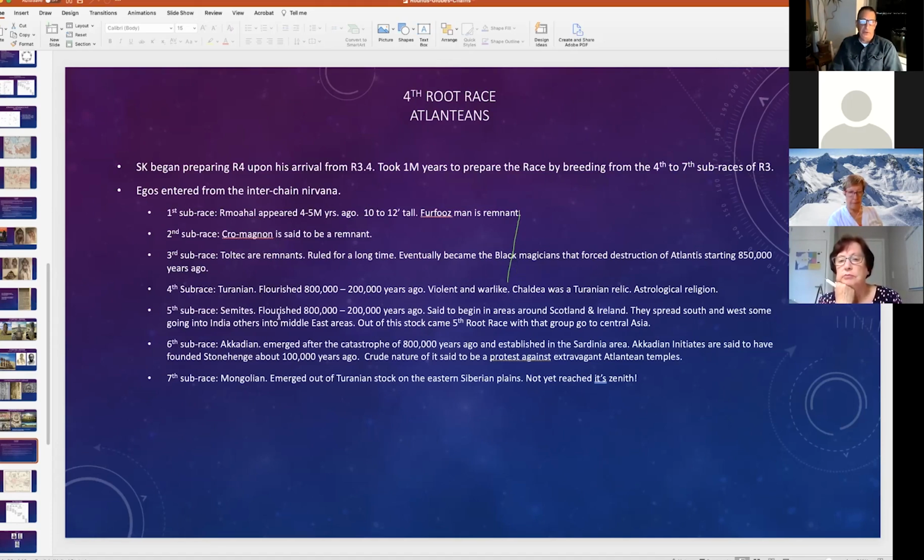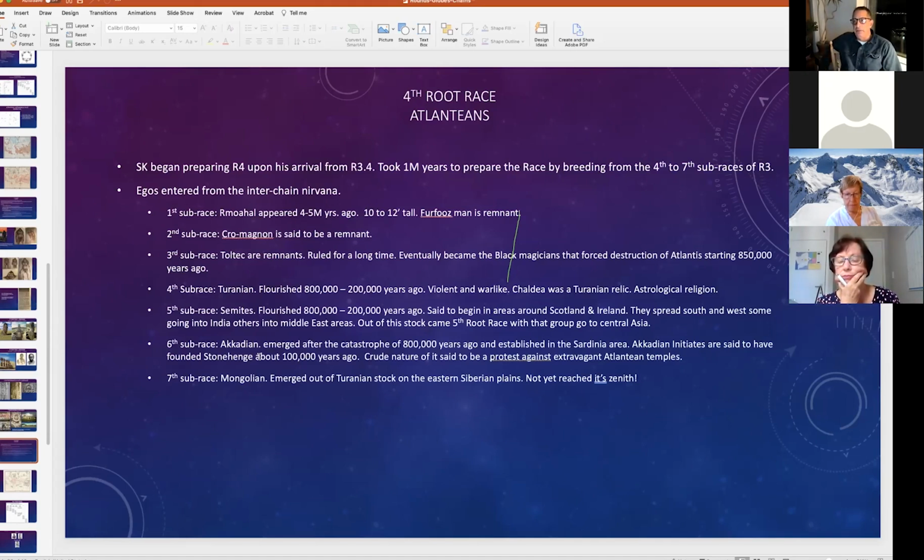The fifth subrace flourished, this is Atlantis, 800,000 to 200,000 years ago, also in some other area. It is said to begin in areas around Scotland and Ireland. It spread south and west, going into India. And then out of that stock came our fifth root race. The sixth subrace were the Akkadians. They also emerged in the 800,000 year ago time frame, went off to a different part of the world, eventually settled in Sardinia and Acadia. They founded Stonehenge 100,000 years ago, apparently.